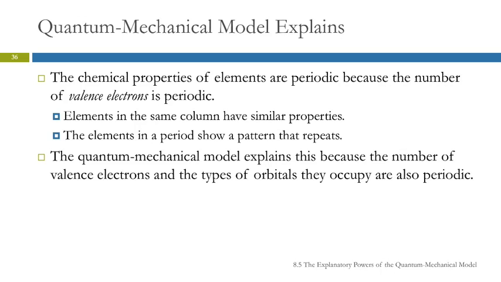We learned that from the periodic law. And the reason that the periodic law exists is because the number of valence electrons is periodic. And so we've observed that elements in the same column have similar properties, and that pattern repeats, and it's because the number of valence electrons is also periodic. Okay?